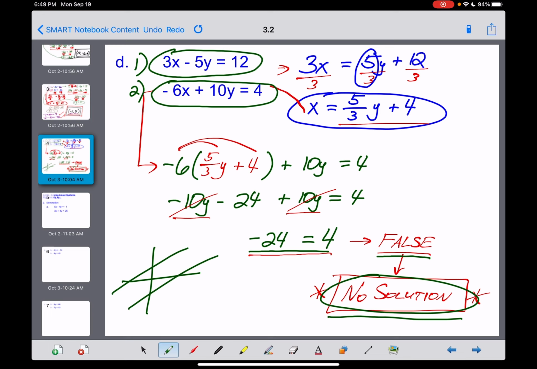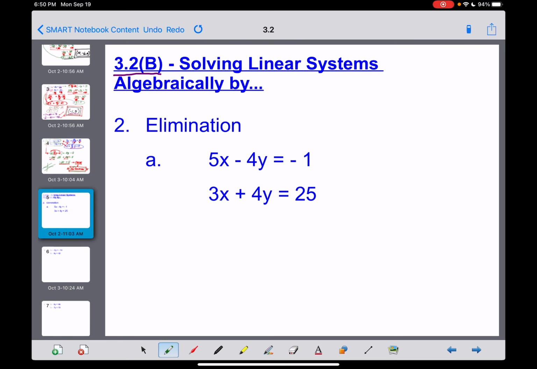Now, guys, that's about everything weird here that we were going to do in the beginning of section 3.2. So I'm going to wrap this video up, and then later we'll come back and we'll talk about 3.2b, where we start solving systems of equations with a different method that actually most people like better than substitution, called elimination.